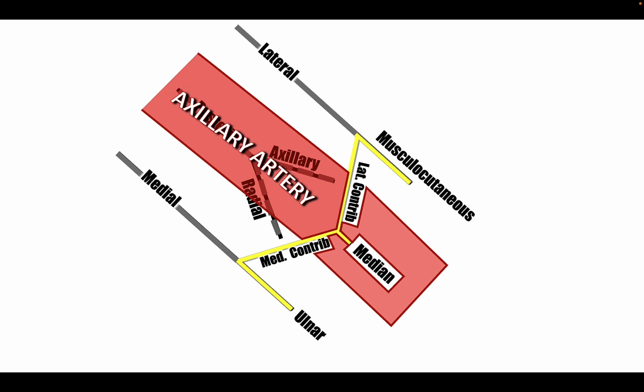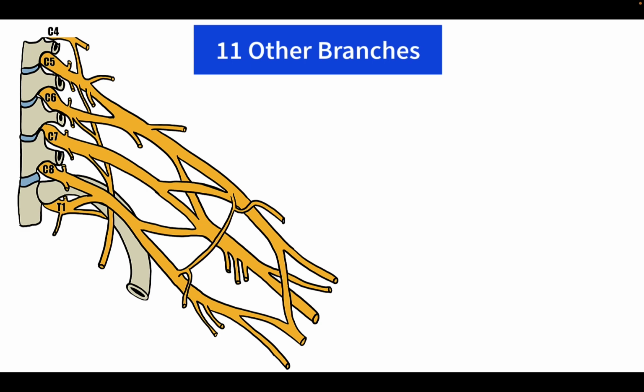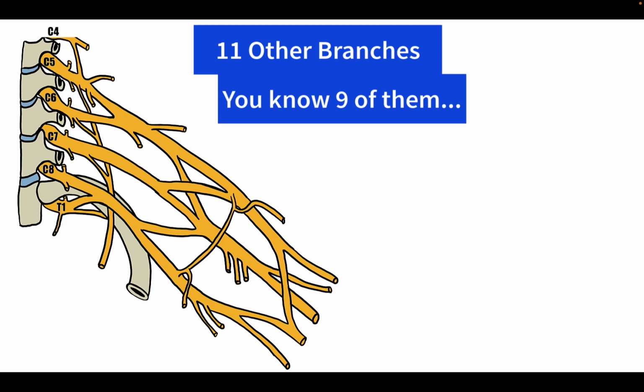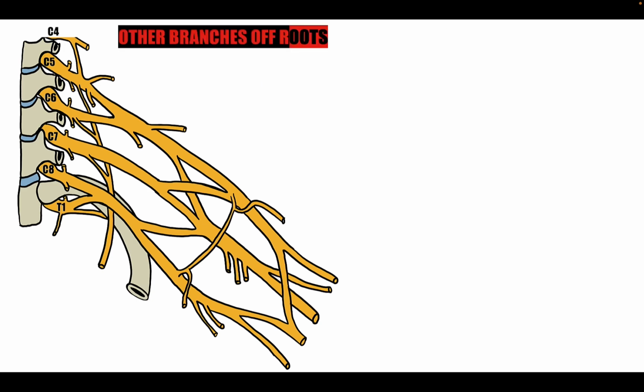Okay, so my first confession comes now. I told you earlier we drew the whole brachial plexus, and we did draw the meat of it, but here are the potatoes. There are 11 other branches that come off the brachial plexus, but the great thing about these 11 branches is that you know 9 of them already. They are well familiar to you, and there's only 2 that are new. I'm going to organize these 11 by where they branch from.